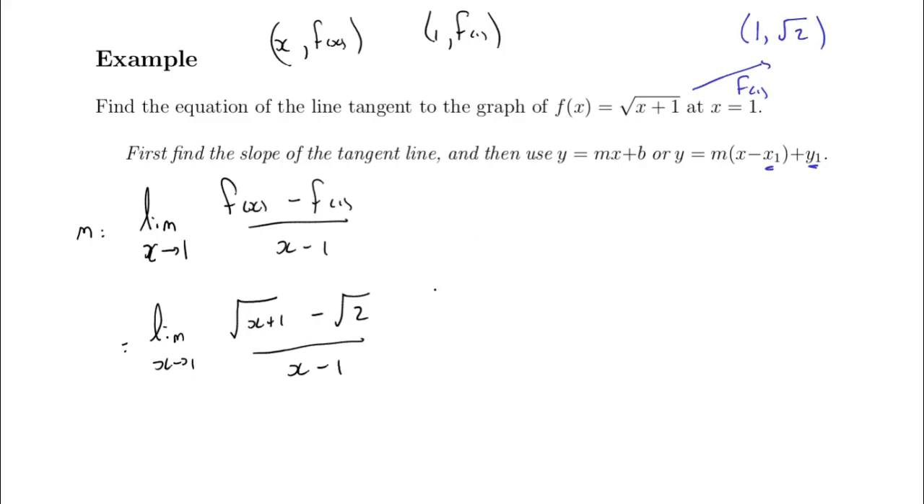We're going to get some indeterminate form, 0 over 0. So remember, warning bells should be going off. We're going to have to do some sort of algebra. So the algebra that we're going to do is we're going to use the conjugate, right? So let's go ahead and do that.